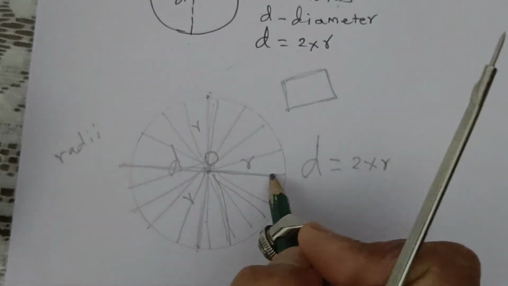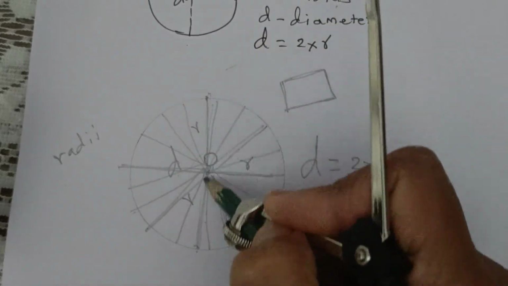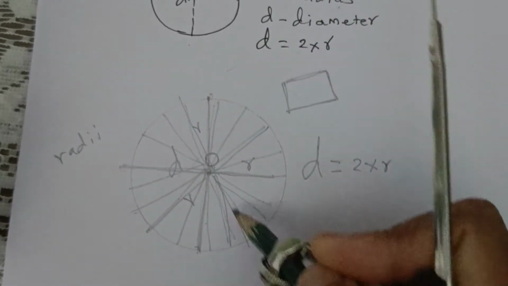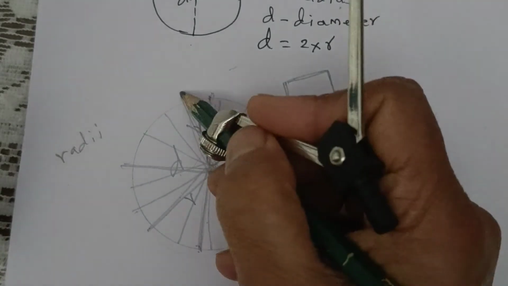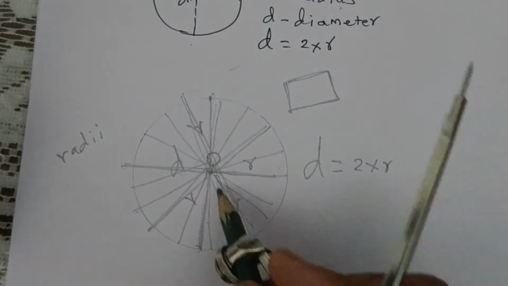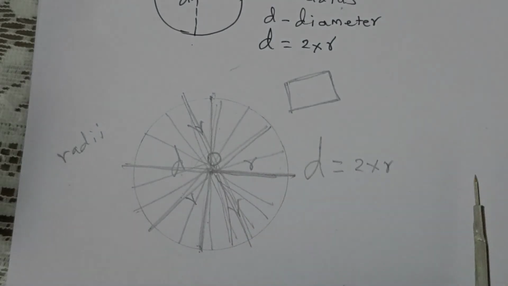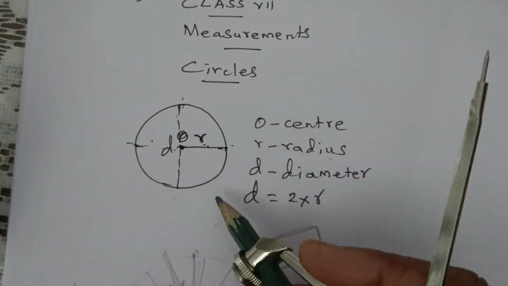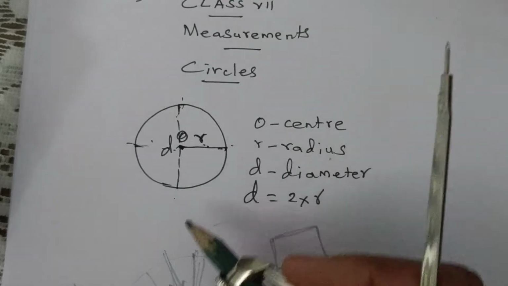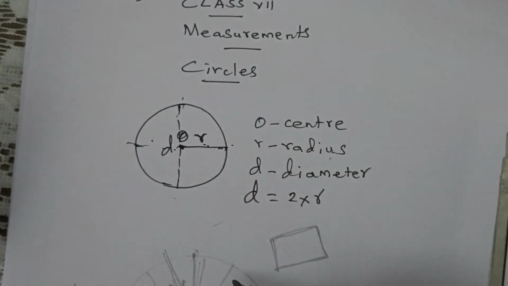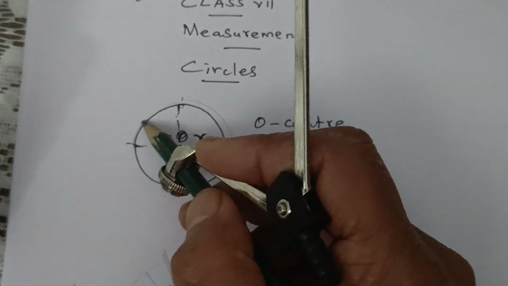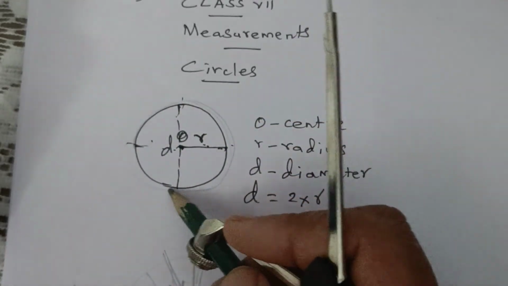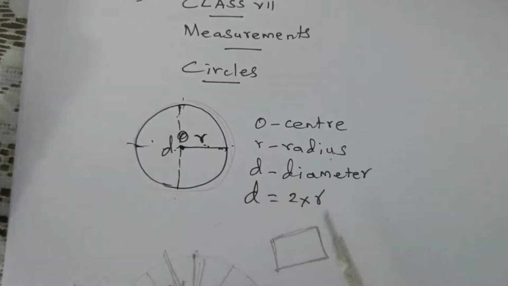Same way, you can draw as many diameters as you like. Countless number of diameters can be drawn. And in every diameter, we have 2 radii. So diameter is 2 times the radius and radius is half of the diameter. So these are the basic things which we need to do the sums in this chapter. First thing, we are going to find the circumference of the circle. How to find the total length along the boundary of the circle.